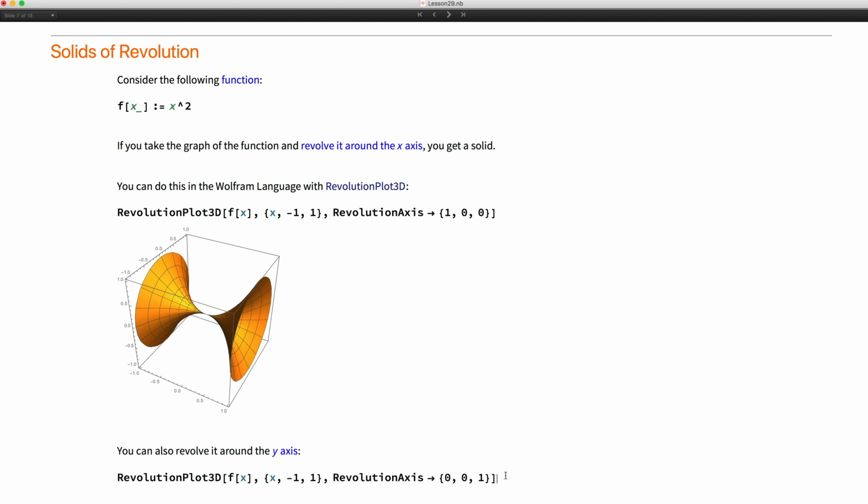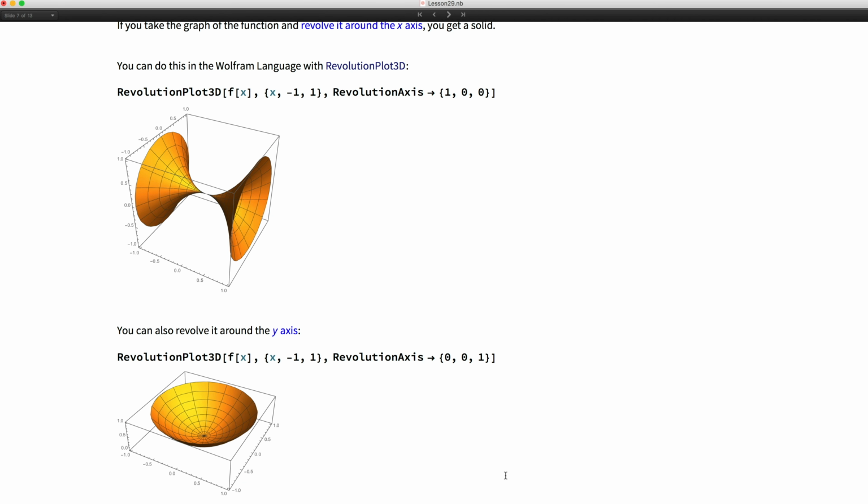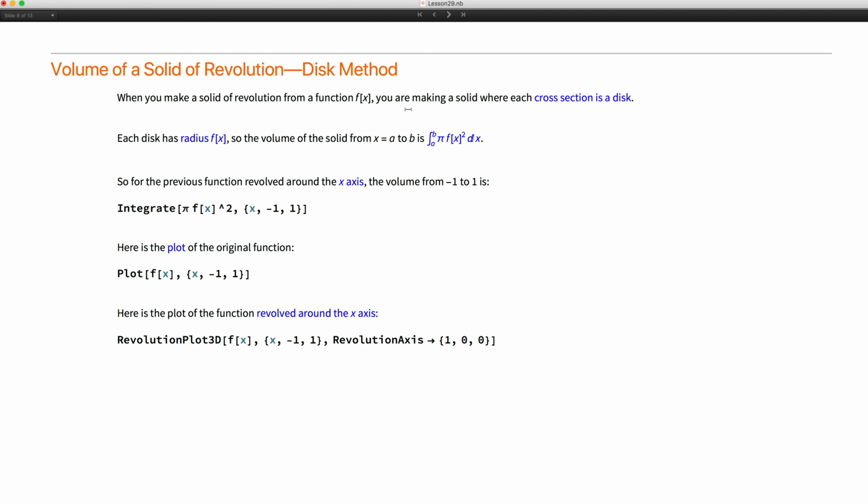Of course, you could also revolve on the y-axis and get a slightly different solid. So the question is, how do you work out the volumes in these cases? Okay, so what you do is you can again divide the volume into disks, but in this case, each cross-section is a disk whose radius is f of x, the value of the function f at x. So the volume will be the integral from a to b of pi times f of x squared dx.